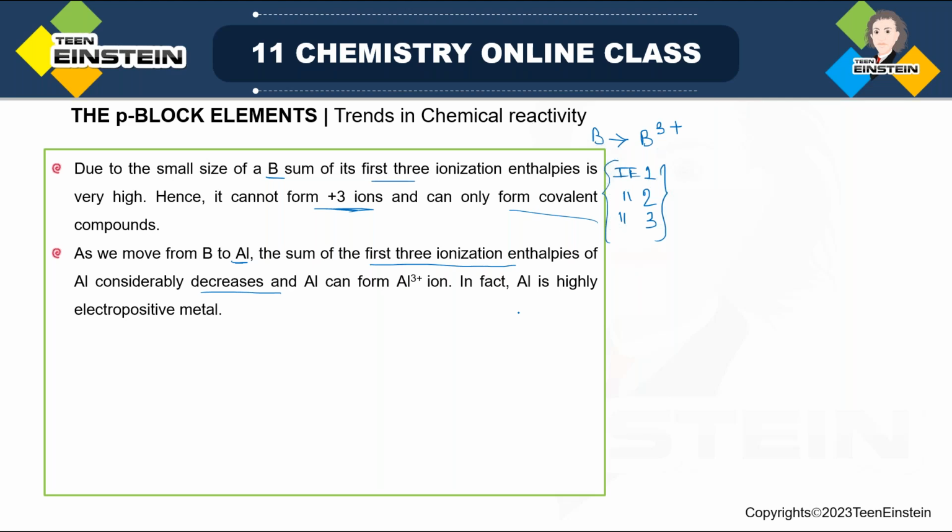So now the summation of ionization enthalpies for the next element, there is considerably some decrease. And that is the reason aluminium now can form a 3+ ion, unlike boron. And basically aluminium is a very electropositive metal, which is also clear from the SRP value, standard reduction potential.